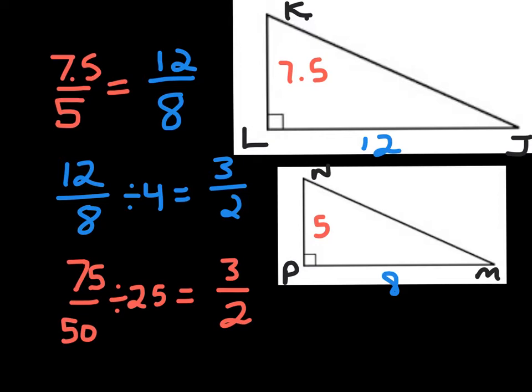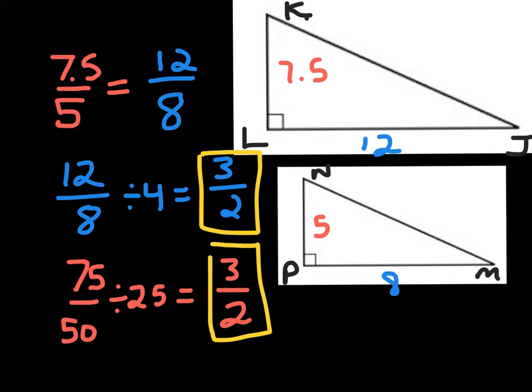I'm done. What I need to look at, once I've reduced everything as much as I can, is both sides of my proportion. Are they the same? In this case, they are. 3 over 2, 3 over 2. When that happens, you've just proven that you have similar triangles. These are similar.